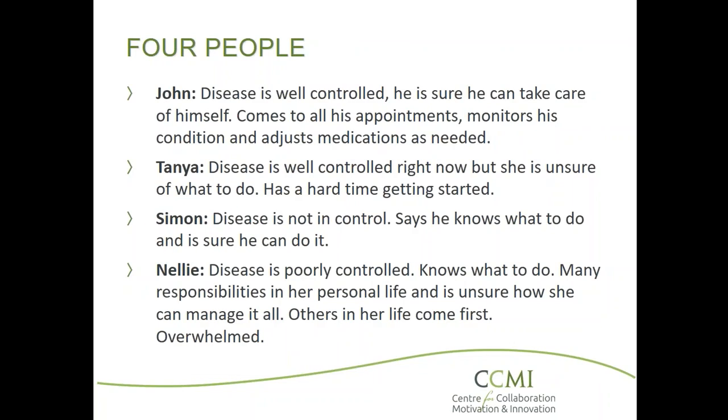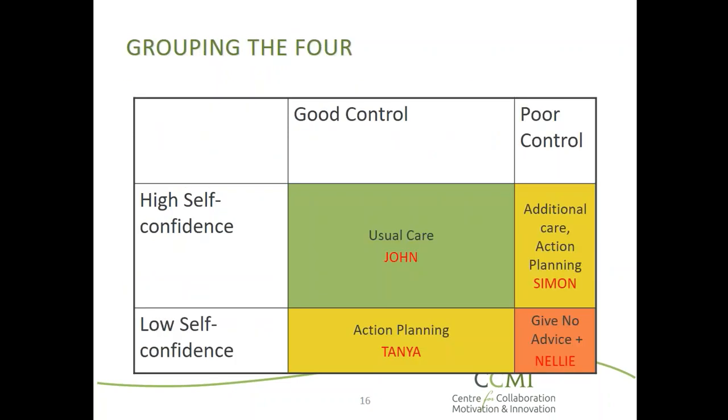If we look at Tanya, her disease is well controlled right now, but she's unsure of what to do. She's had a hard time getting started with some things. So here we have a situation with Tanya where she's in good control, but she really has low self-confidence about what to do. And again, it may be a knowledge gap. It may be what to do when I have an exacerbation, what to do if I get the flu, those sorts of things. And so brief action planning is very useful for her, as well as probably some education, if she's interested, around what it is she's got low confidence in.